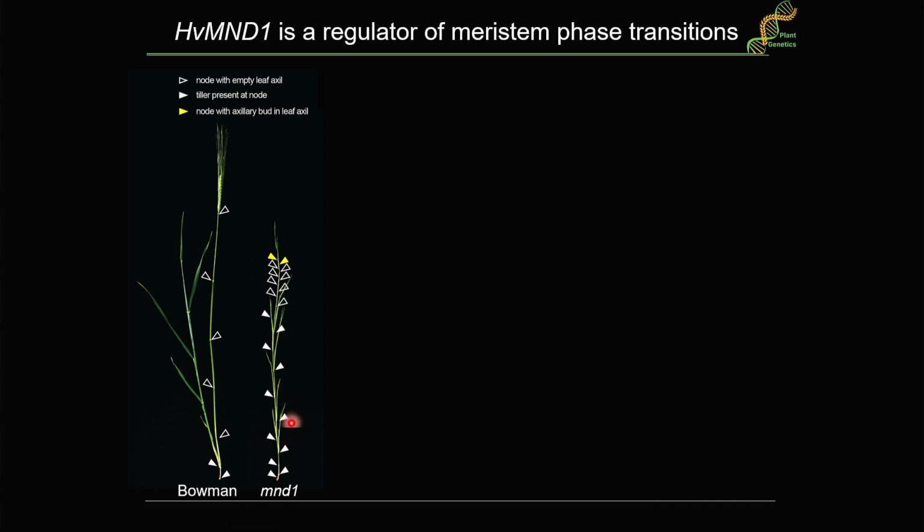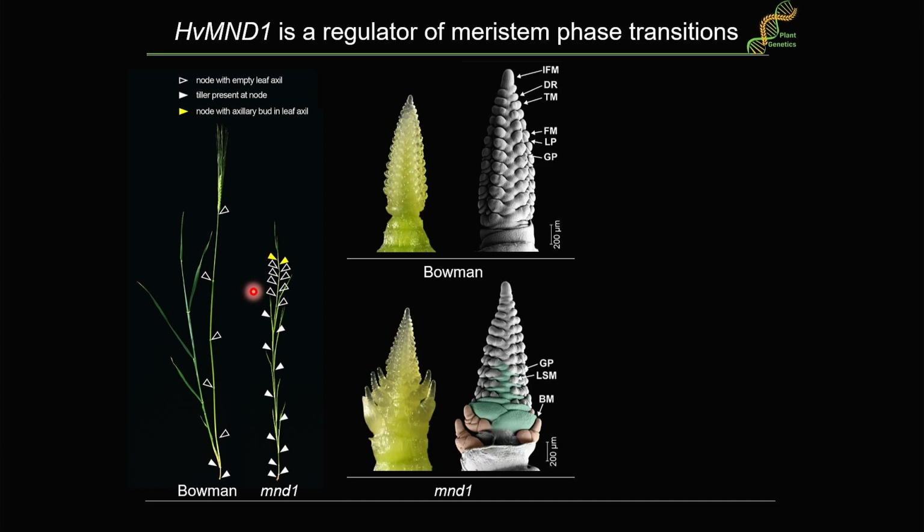However, in MND1, this was not the case. So we saw tillers arising throughout the stem, also at elongated internodes. And you can also see that the wild type was already flowering while this mutant line was not flowering. So it had a late flowering phenotype. Very close to the shoot apical meristem, we also saw something very interesting in the morphology of this mutant. So we saw that there were some axillary buds just below the shoot apical meristem.